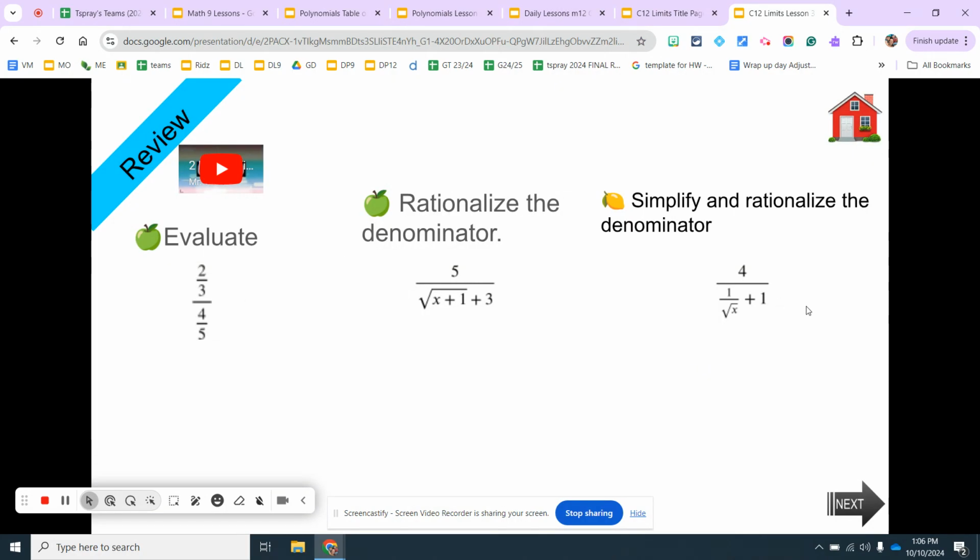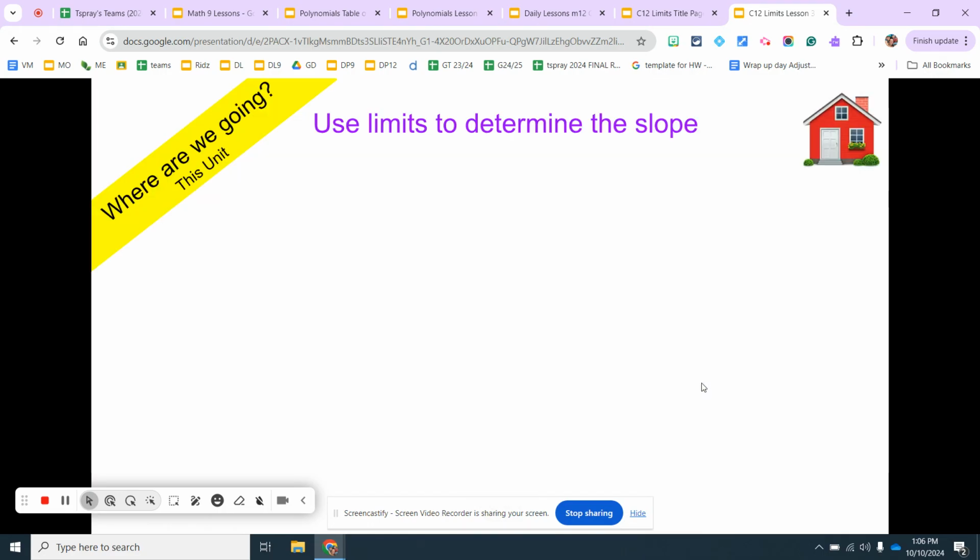So we started off with a review of these concepts today, so please check prior videos if you need any support with those ideas, but the gist is here we're going to multiply top and bottom by the conjugate, and that will be root x plus 1 minus 3 top and bottom, and here we're going to multiply by root x top and bottom to rationalize the denominator. So that's all that we're going to do there. Let's dig in right away to limits.